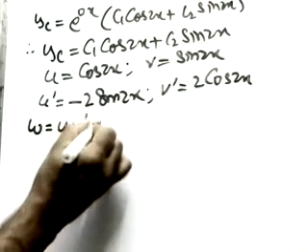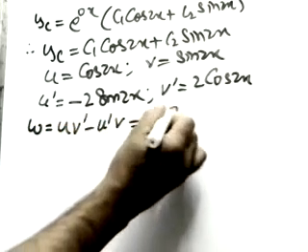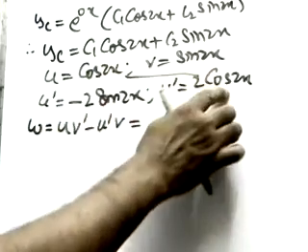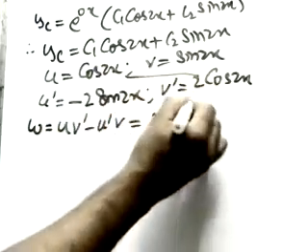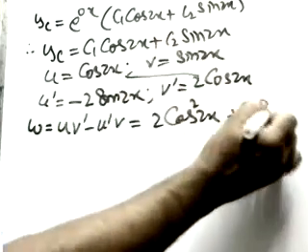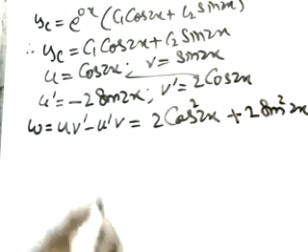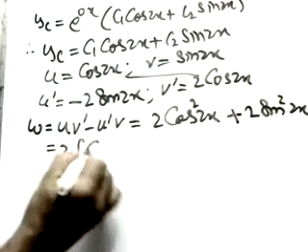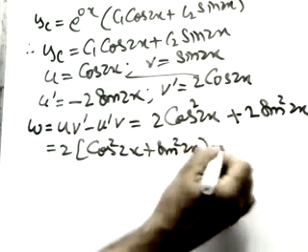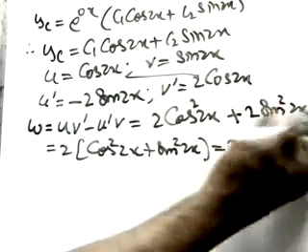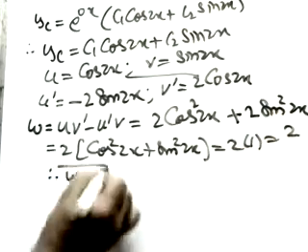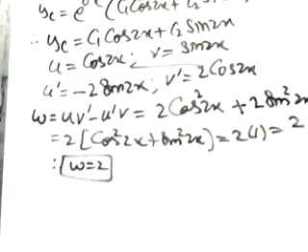Now you find w. The formula of w is u v dash minus u dash v. U is cos 2x into v dash, you have to multiply by 2. Cos into cos will be cos square, so here 2 cos square, minus, again minus, you are getting plus 2 sin square. Now you take 2 common. If you take 2 common, you get cos square theta plus sin square theta, which is 1. So 2 into 1 will be 2. Now you get the value of w, therefore w equals 2.